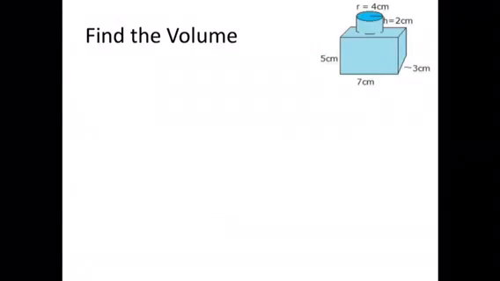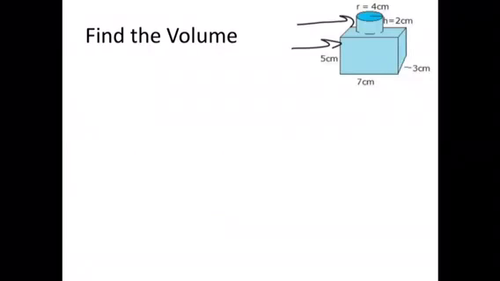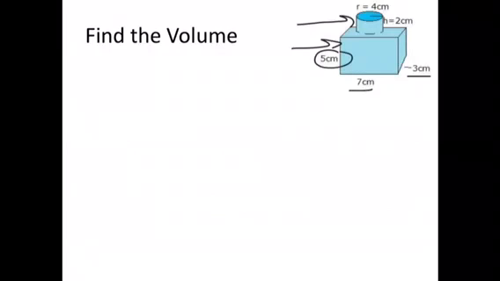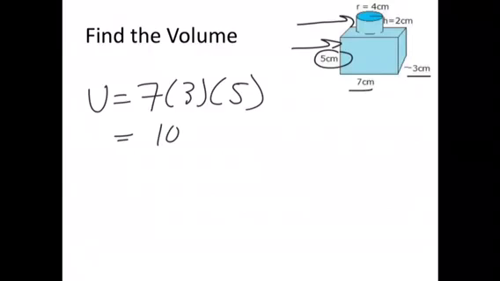For our final problem here, again we have a composite solid. We have the rectangular prism on the bottom, and then we have our cylinder on the top. To find the volume of that rectangular prism, again it's the area of our base, which is 7 times 3, times our height of 5. So the volume is 7 times 3 times 5, which is 105 centimeters cubed.